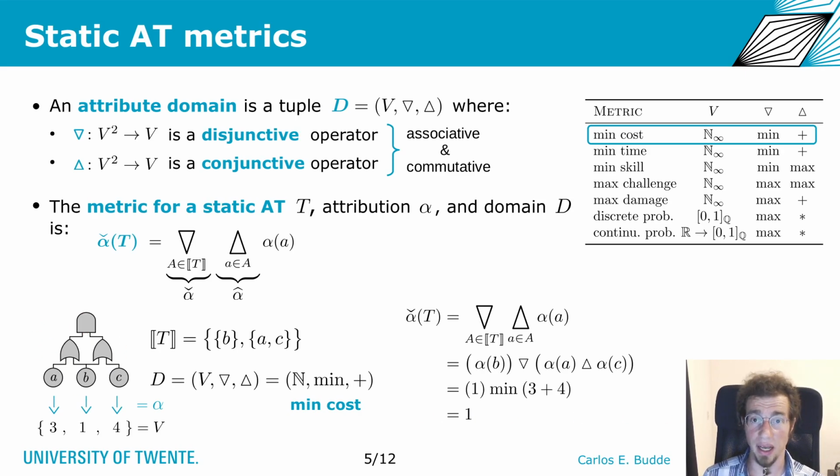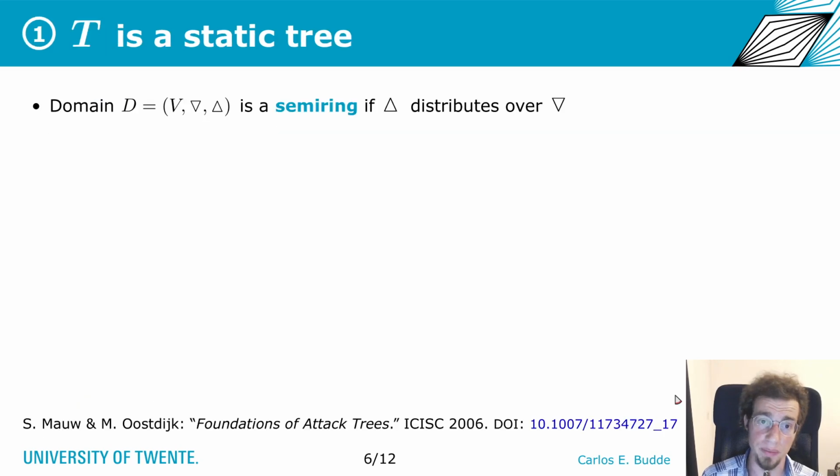So that is the minimal attack cost for this attack tree. Now, this gives us a way to compute a metric directly from any kind of static attack tree. The problem is that first we have to compute the semantics of the tree, which we know can be exponentially large. It's an NP-hard problem. Can we do better? Yes, we can.